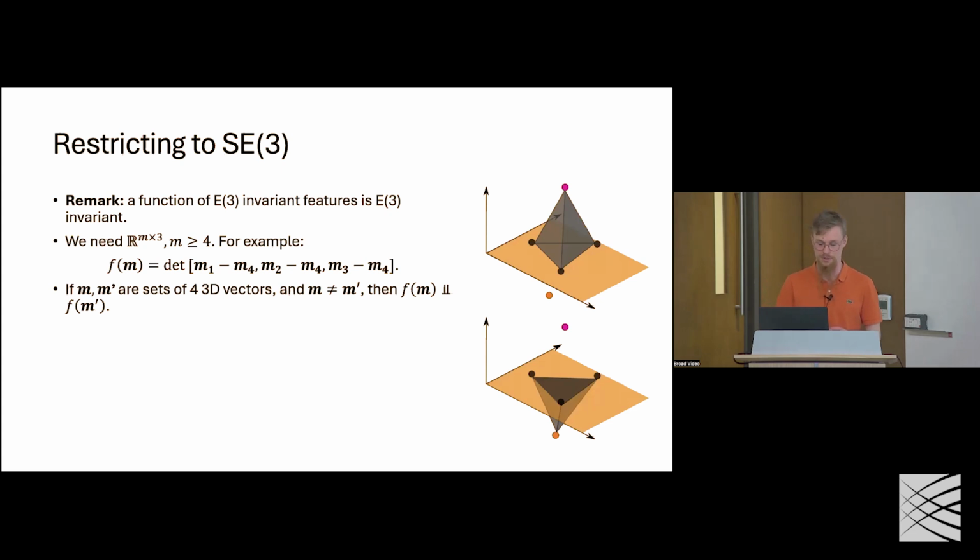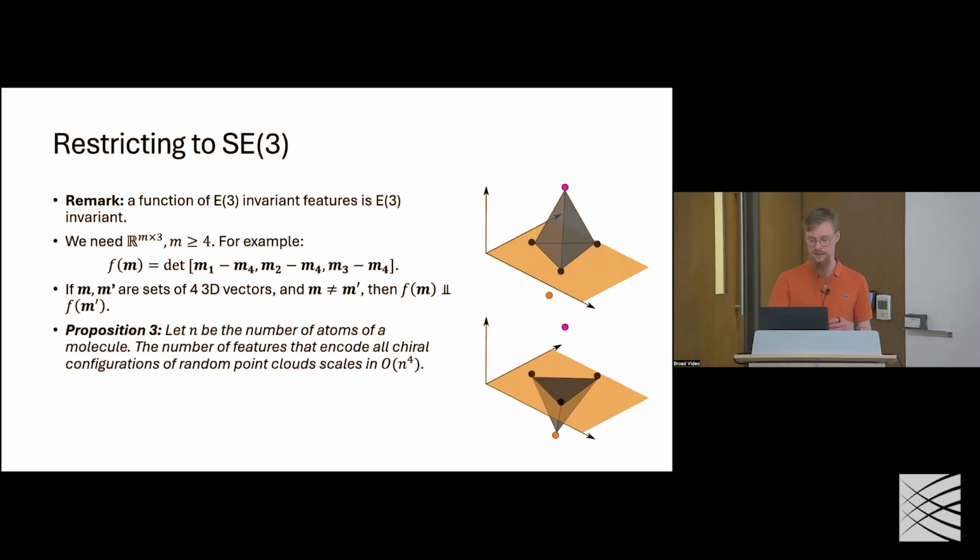So we have 4 points, and we subtract one of the points from the rest of the 3 ones, and then we take the determinant. So the determinant will have the value and the sign of the volume of this tetrahedron, and the sign will actually tell the chiral enantiomer. And then actually, if we have 2 of these function outputs, if we do not have the same 4 points, they will actually be independent of each other.